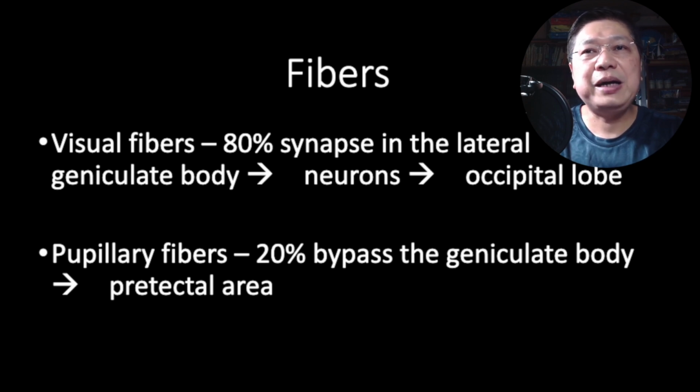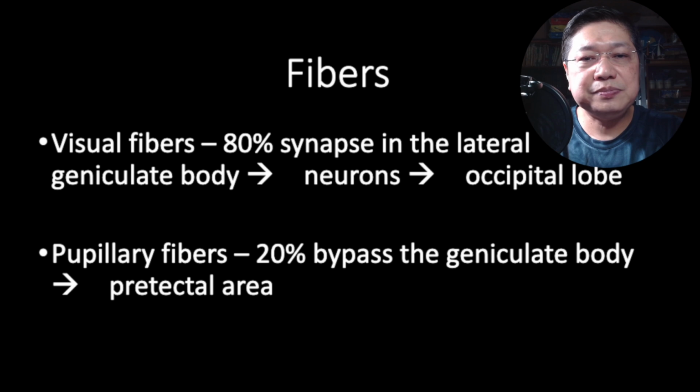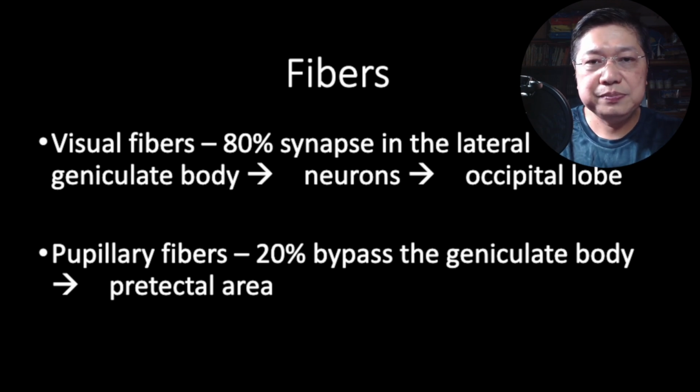Pupillary fibers bypass the geniculate body and go to the pretectal area. So if you're asked, are all the fibers in your optic nerve going to the lateral geniculate body? The answer is no, because the pupillary fibers, 20% of the fibers in your optic nerve, actually go to the pretectal area and do not go to the geniculate body.